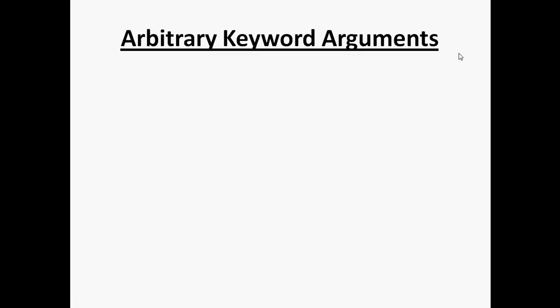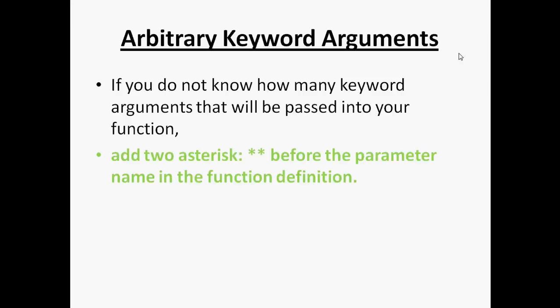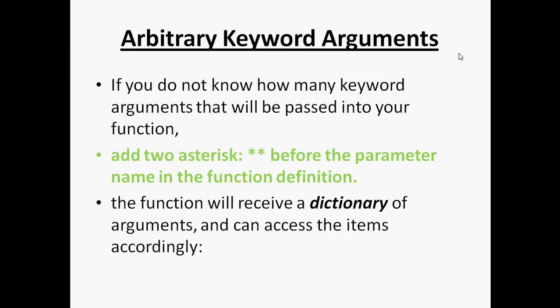Arbitrary keyword arguments. If you don't know how many keyword arguments will be passed into your function, just add 2 asterisks before the parameter name in the function definition. The function will receive a dictionary of arguments and can access the items accordingly. To know about dictionaries, you can refer to my video Dictionaries in Python if you haven't gone through Python dictionaries before. Let us take an example.